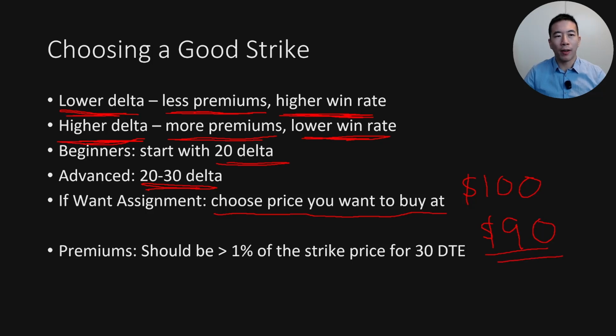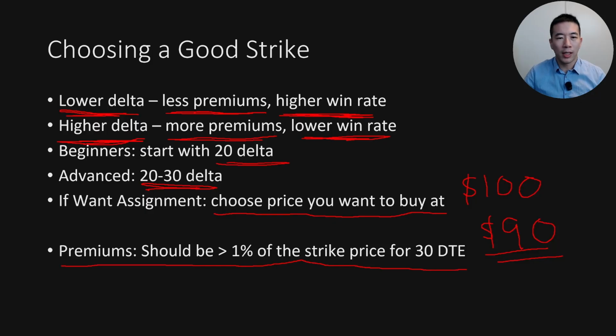So to recap, if you want to own the stock, then you choose the strike you want to buy the stock at. If you don't want to own the stock, then for beginners, start with 20 delta. Oh, another important piece is the premiums collected should be 1% for every 30 days to expiry. Let me show you what I mean by that.